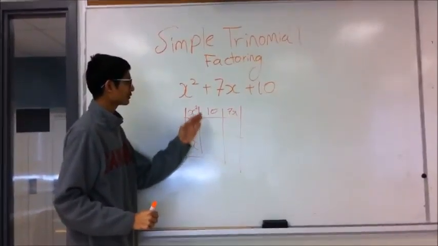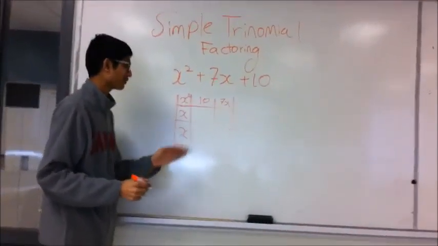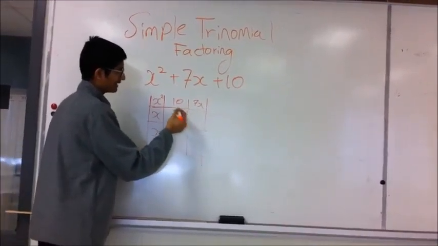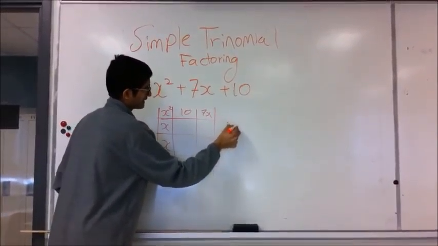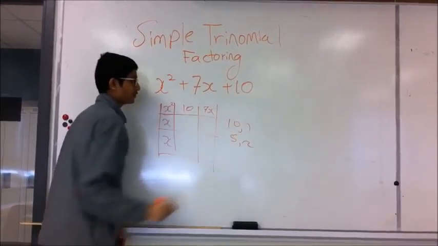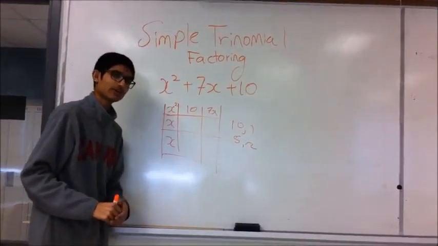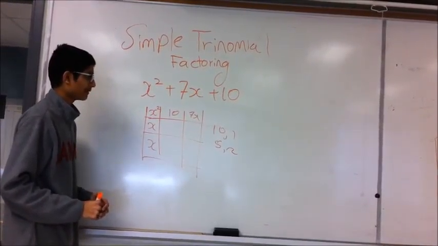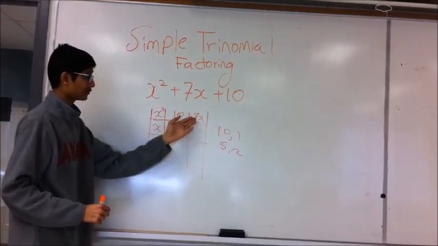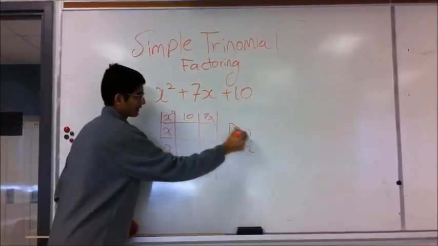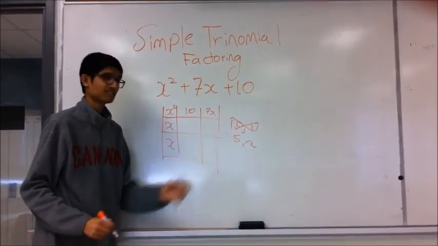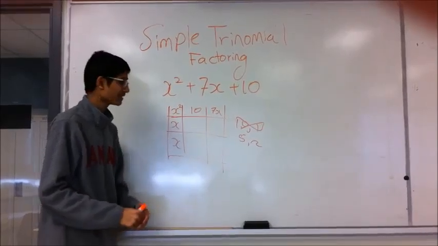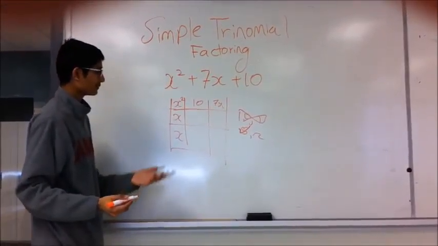Then we have to think what two numbers, when multiplied, give you 10, but at the same time, when added, give you 7. The only two possibilities that give you 10 when multiplied are 10 and 1, and 5 and 2. First let's go with 10 and 1. When multiplied they give you 10, but when you add them, they give you 11, which is not what we're looking for. Our next set is 5 and 2. When you multiply them, they give you 10, and when you add them, they give you 7. So 5 and 2 would be correct.